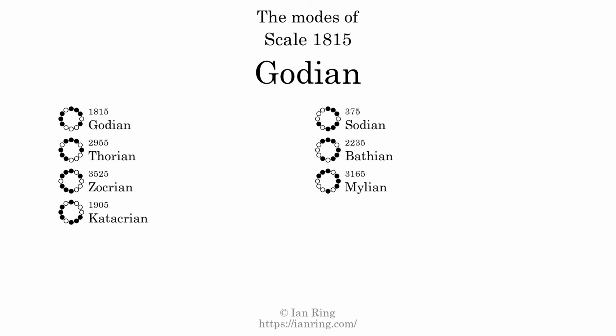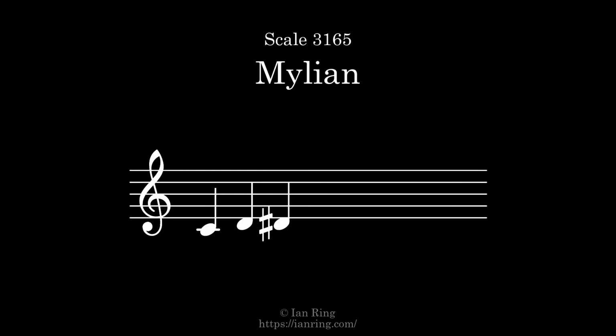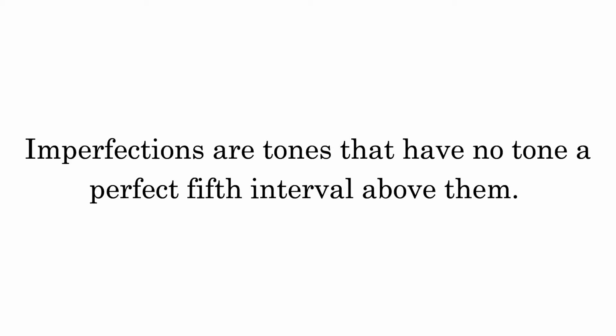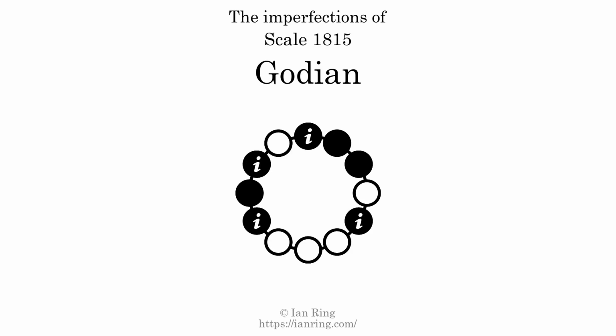The seventh and last mode is scale 3165, also known as Malian. It sounds like this. Imperfections are tones that have no tone a perfect fifth interval above them. This scale has 4 imperfections.